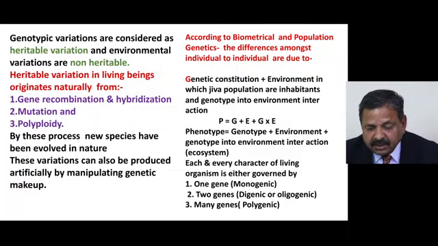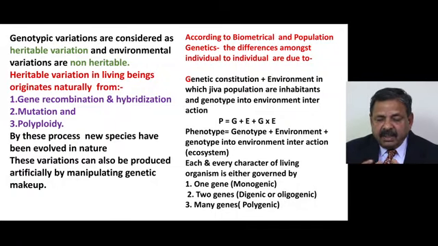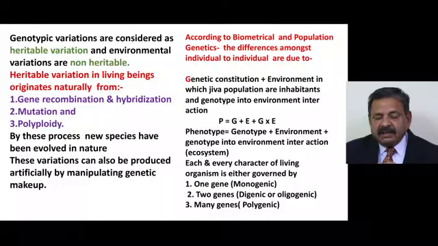Here the G into E interaction means the ecosystem, the environment where the organism is surviving and the kinds of interaction the organism has with that environment. So G into E interaction comes under the ecosystem. So these are the three factors on which the morphology or phenotype of the organism depends. The phenotype is the genotypic constitution of the organism plus the environment in which the organism is growing or inhabited, and their interaction. So these things are mentioned here.